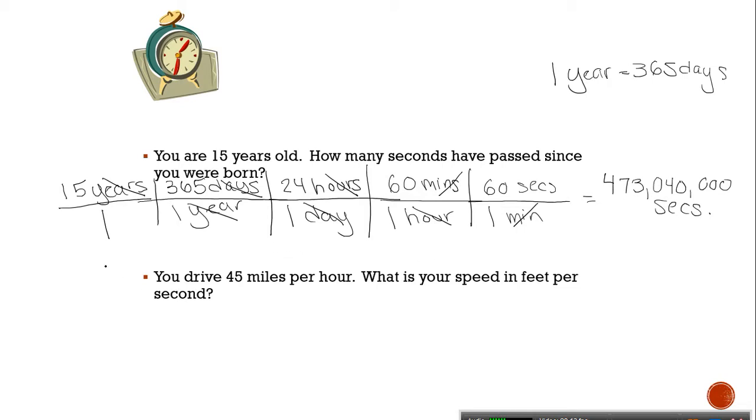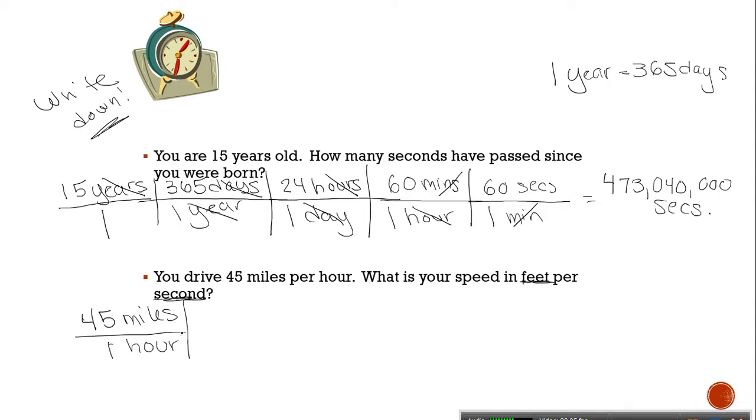Now let's look at this next one. You're going to make sure you get these two down, especially the second example on here. So they want you to drive 25 miles per hour. What is your speed in feet per second? Notice how this one, instead of only one change, miles has to change to feet and hours need to change to seconds. So we need to start setting this up. I have 45 miles per 1 hour, and I need to convert these.